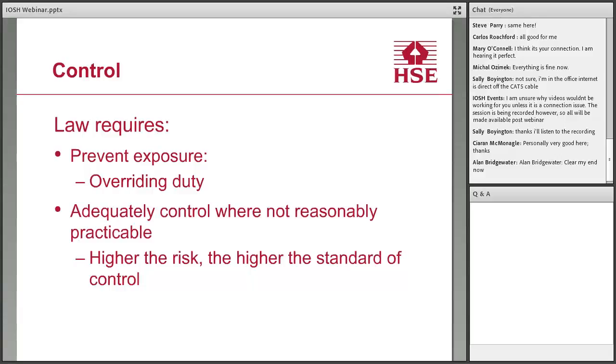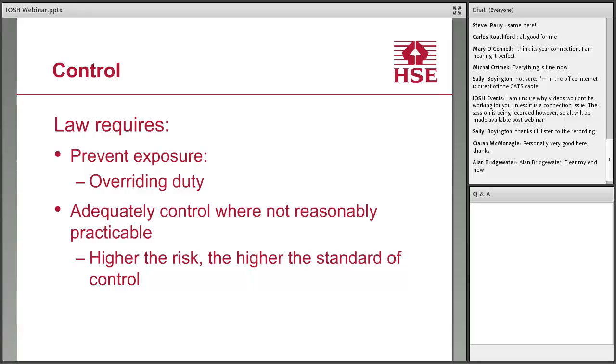Obviously, the first duty in the hierarchy is to prevent exposure. That's the overriding duty. It always comes first. Within the website and some of the examples I'll show you, we always stress that first. It's not always possible to do that, so where you can't, it's about this adequate control.